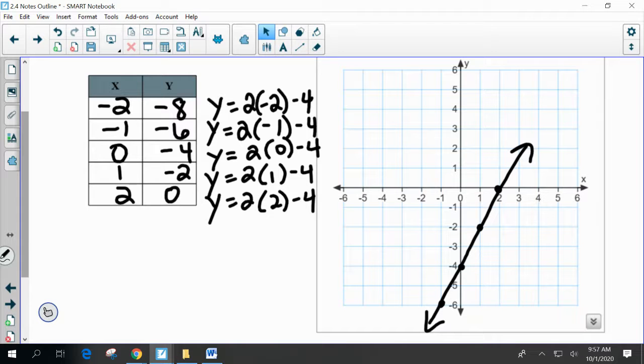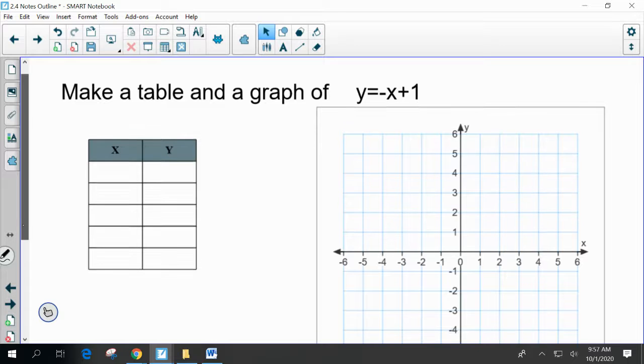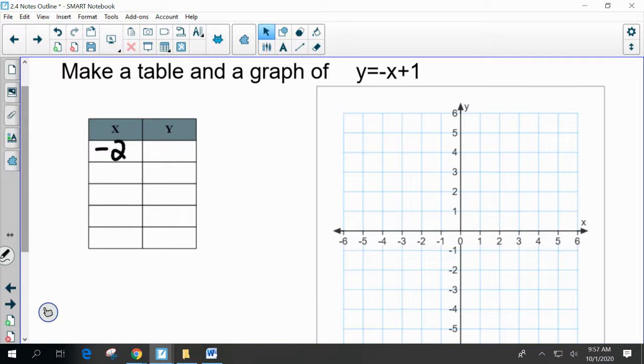Okay, so one more together. So y equals negative x plus 1. We're going to use those same numbers for our domain. So y equals negative 2 plus 1. So what happens when you have a negative 2? Positive 2 plus 1. So you get 3.